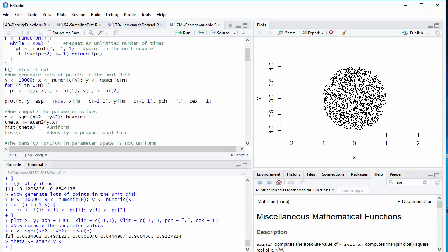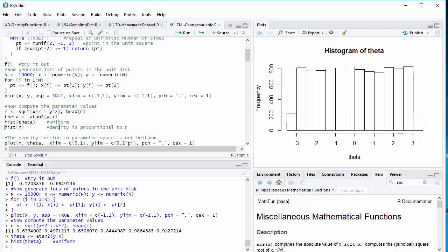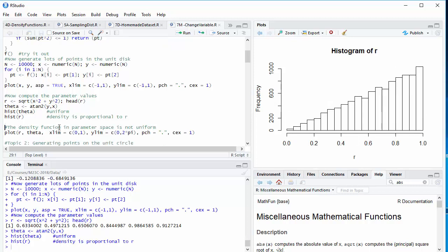And when we look at the histograms, we see, as we expected, the histogram for the polar coordinate theta is uniform, but when we look at the histogram for r, we see that the density is proportional to r. So that's a way of visualizing the fact that dx dy gets replaced by r dr d theta.